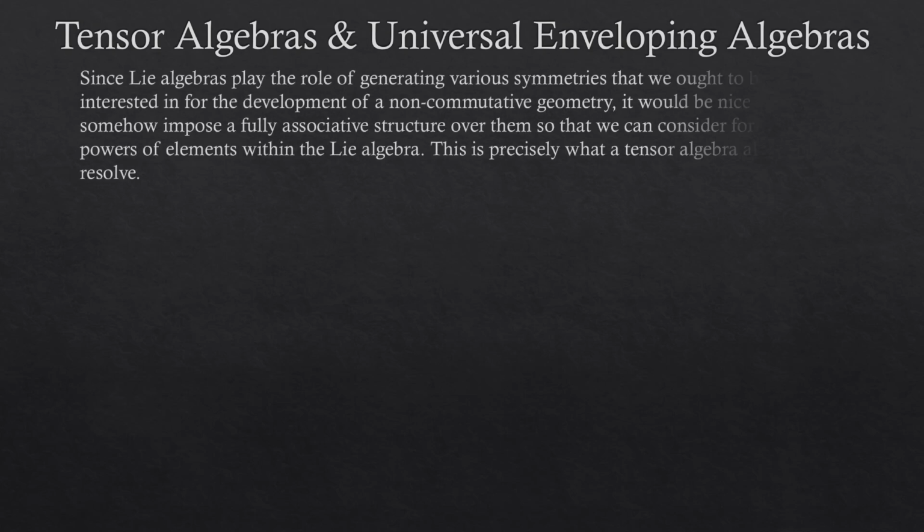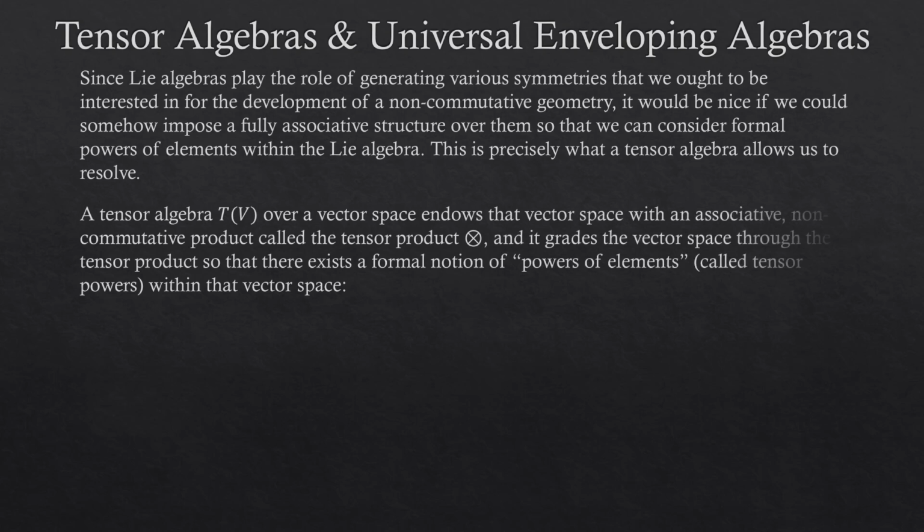Now let's consider tensor algebras of Lie algebras, as well as their universal enveloping algebras. Since Lie algebras play the role of generating various symmetries that we ought to be interested in for the development of a non-commutative geometry, it would be nice if we could consider somehow imposing a fully associative structure over them so that we can consider formal powers of elements within the Lie algebra. And this is precisely what a tensor algebra allows us to resolve.